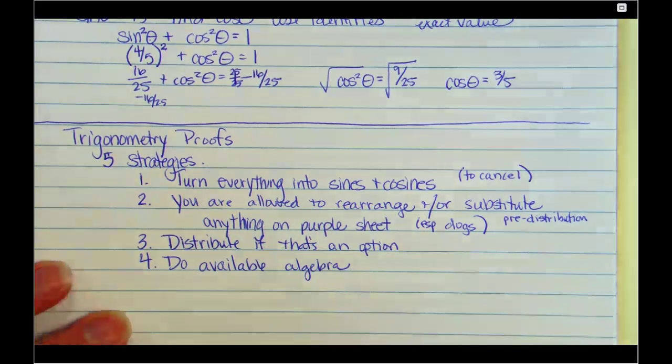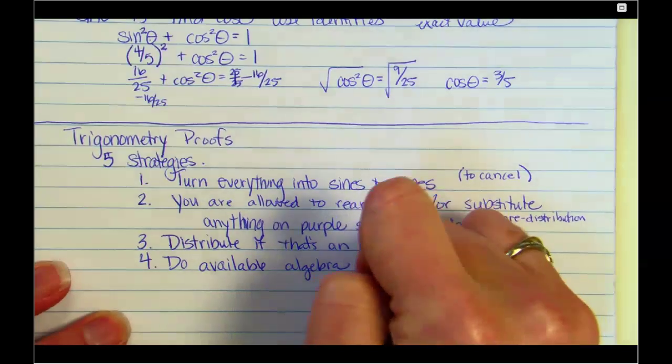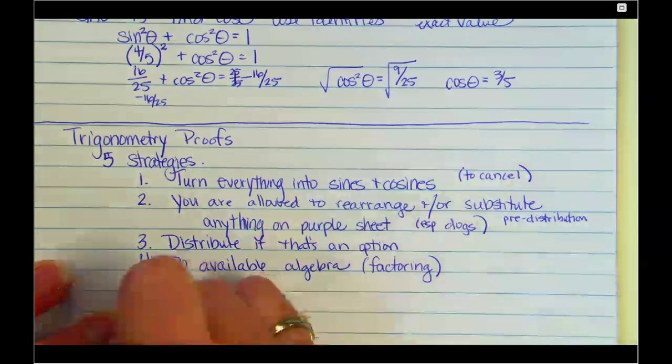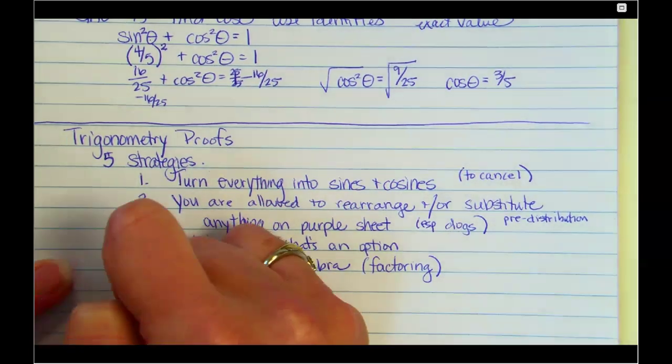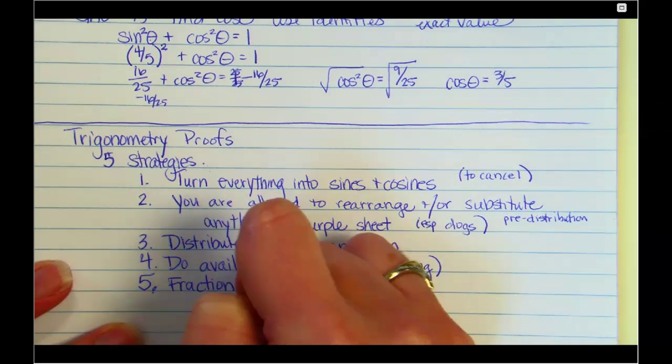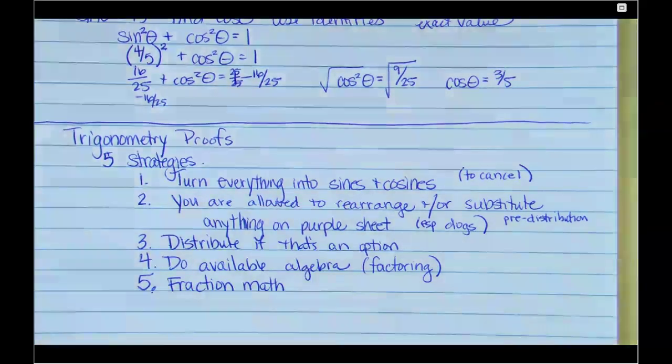Do any available algebra. Basically, that's distribution. It might be factoring, which we will get to, not today, because that's more advanced. And the last thing is that there is definitely going to be some things with fraction math. But don't freak out, because most of the time, it's a common denominator and you're dealing with a 1. So those are easy to come up with common denominators for.